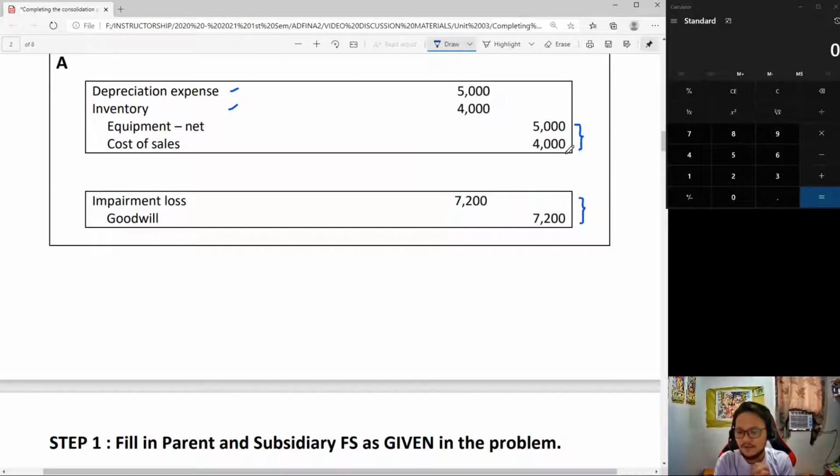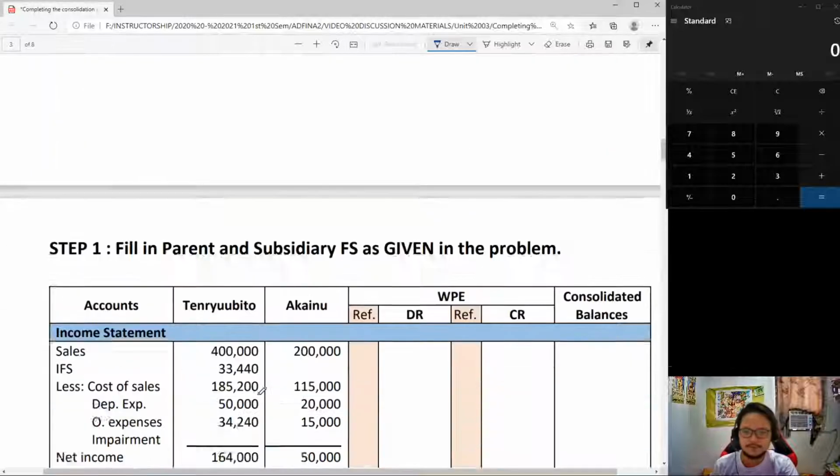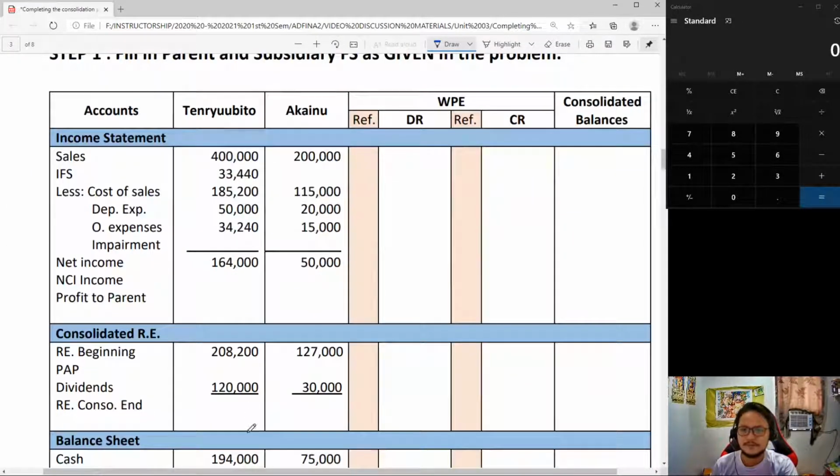Step 1. Fill in the parent and subsidiary FS as given in the problem. So, step 1 is easy. All you have to do is take the parents and subsidiaries FS, income statement and balance sheet, and then fill it into this format. So, yan po. We have here the parents column. Lahat ng data na makikita natin dito ay kay parent, and lahat ng data na makikita mo dito ay kay subsidiary.